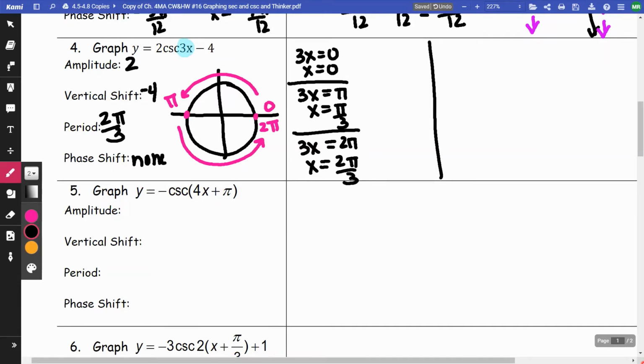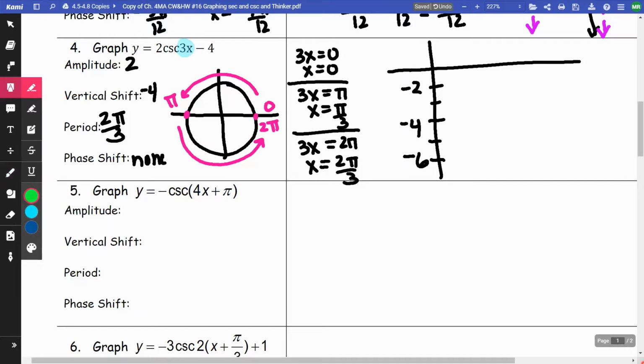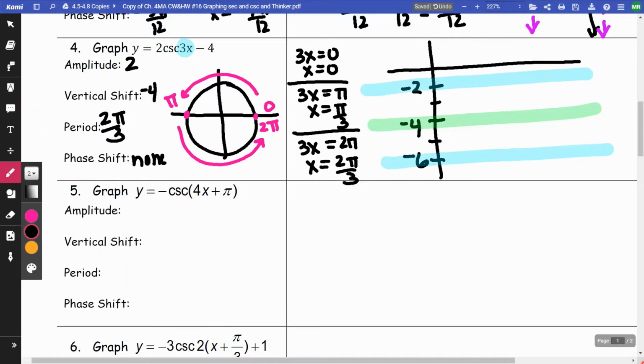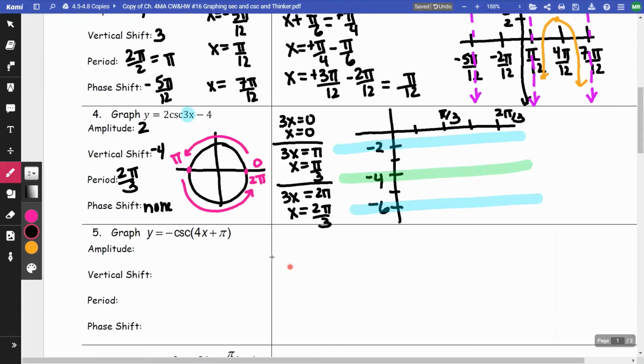Okay, so I'm going to be dropping this down. So I'm down here at -4. I'm going 2 above, which is -2. I'm going 2 below, which is -6. This is my low, my vertical shift. This is my high. This is my low. We're starting at 0 and we've got 1, 2, 3, 4, 5, and we're ending at 2 pi thirds. And then partway through, this is going to be pi thirds. So I'm going to get my asymptotes.